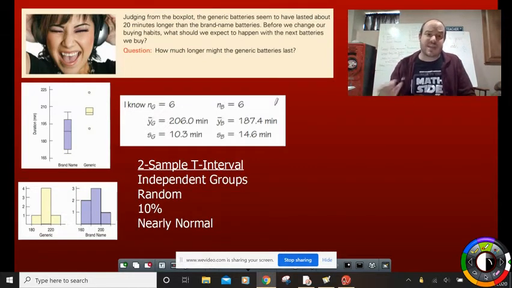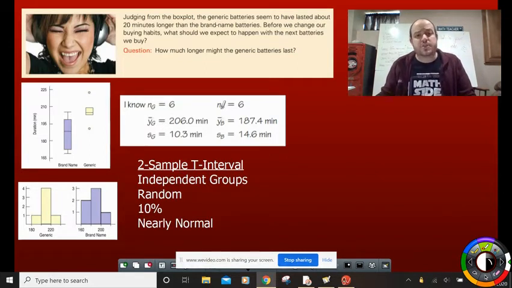But just like if you're taking the AP test, if they give you the summary statistics, do not try to repeat the work of finding those things on your own. It's just a waste of time, and they give them to you for a reason. So let's look at what we got here. It says, judging from the boxplot, the generic batteries seem to have lasted about 20 minutes longer than the brand name batteries. Before we change our buying habits, what should we expect to happen with the next batteries we buy? How much longer might the generic batteries last?